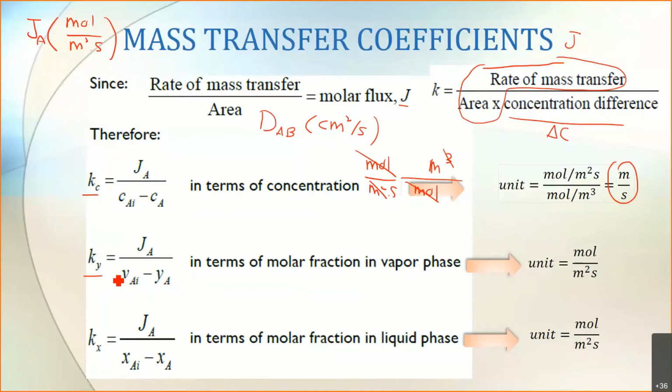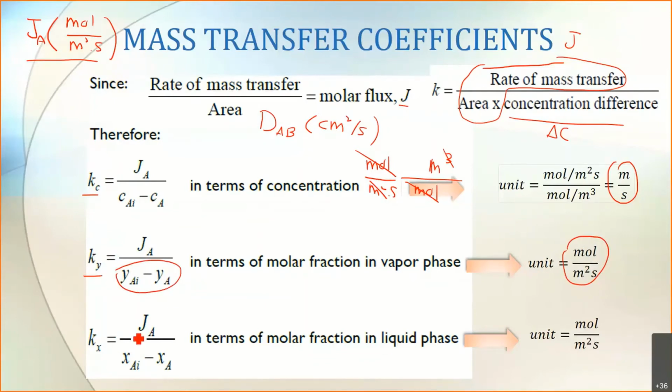Again, this is your delta Y, but this Ky is your mass transfer coefficient in terms of mole fraction of vapor phase. So the unit will be mole per meter squared second. Now if you see here, this is actually the unit of our flux, right? Mole per meter squared second. So why do we get this unit? It is simple because your mole fraction does not have any unit. Okay, so this is as simple as that.